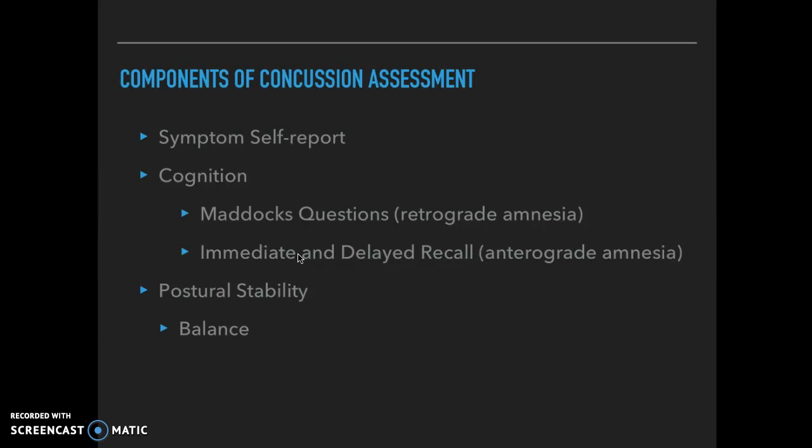In the SCAT form, SCAT 5, there are Maddox questions that are meant to establish retrograde amnesia, and then there are immediate and delayed recall tasks that we can do to assess cognition, so those are assessing the patient's anterograde amnesia. We also need to assess the physical aspects of our brain function, which one way to do that is postural stability. So we can do a balance assessment and we can test balance and sort of proprioception, whether the patient is static or dynamic.